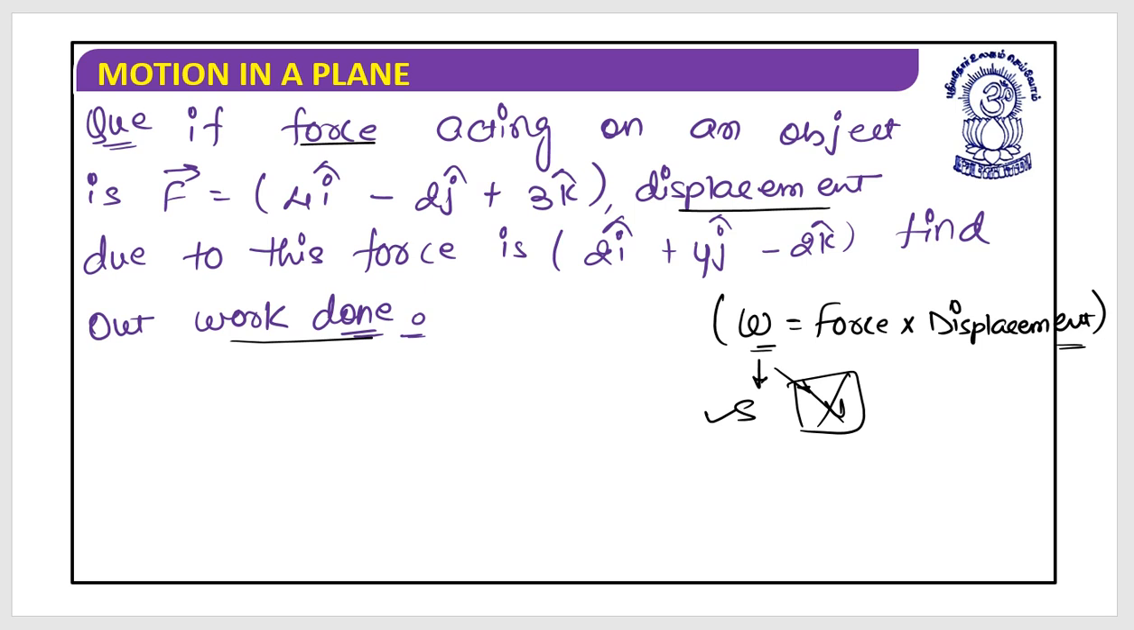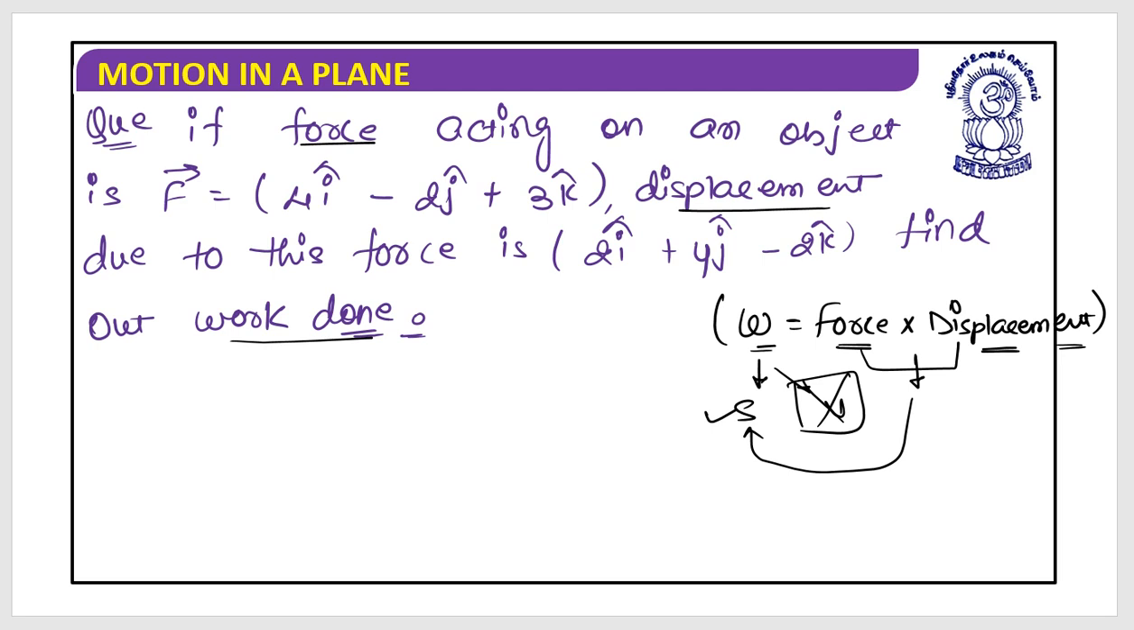So what I understood is that this is the first vector, the force. This is the second vector, the displacement, and I need to multiply these two such that I could have a scalar answer. So if I require a scalar answer, I must perform a dot product on these two vectors.